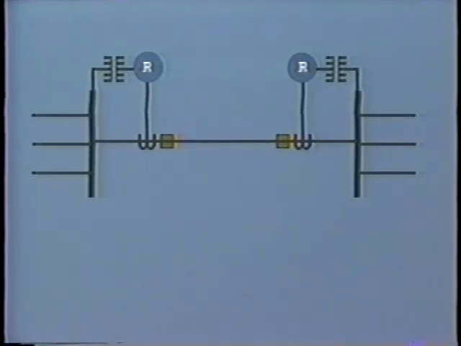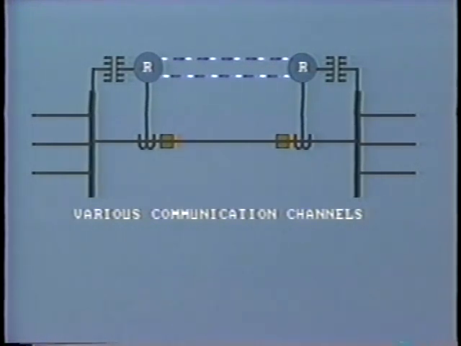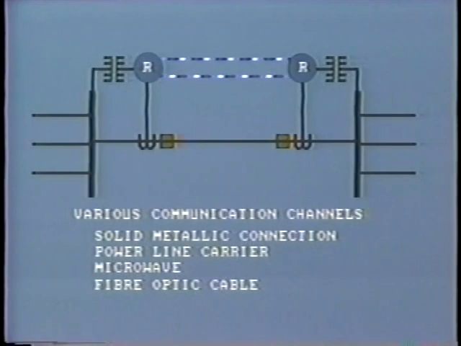By using pilot protection, rapid tripping and clearance is achieved by allowing the relays at each end of the line to communicate with each other and compare conditions. As we shall see, there are many different ways of achieving this, including various types of communication channels. The basic types of communication used between each end of the line are solid metallic connection, power line carrier, microwave, or fiber optic cable. Let's first take a look at the solid metallic connection, generally known as pilot wire relaying.